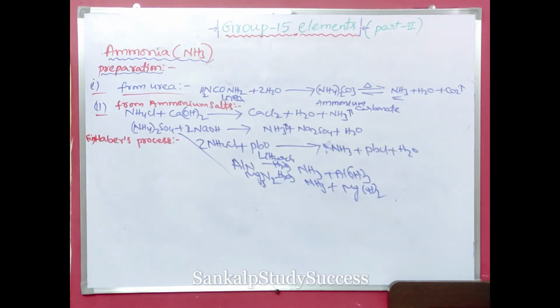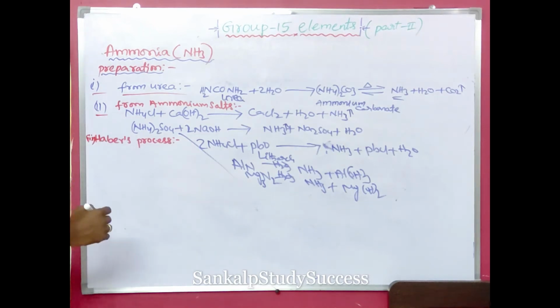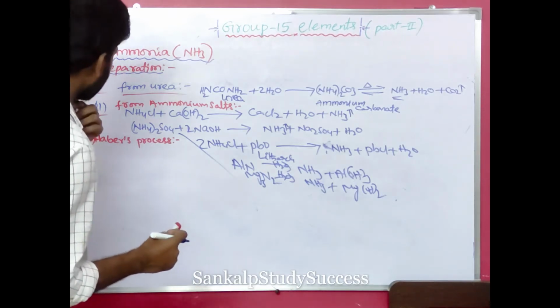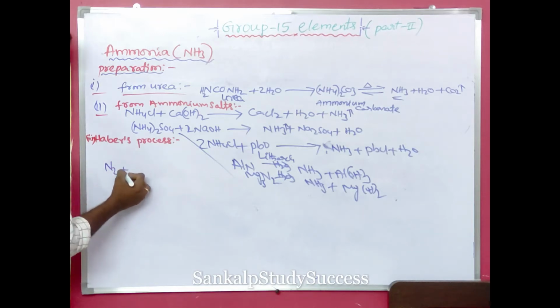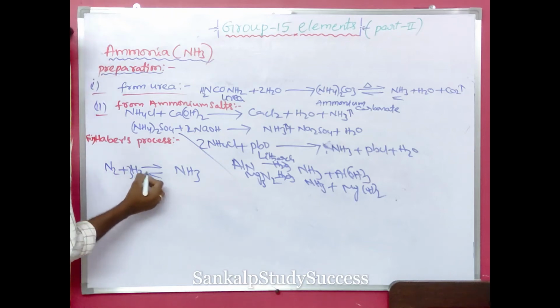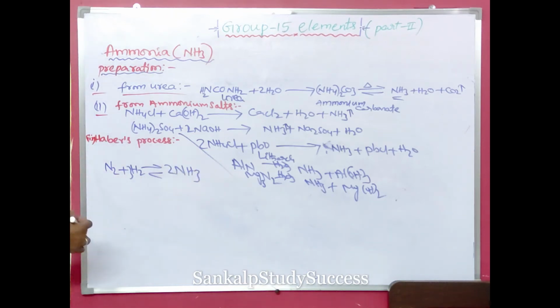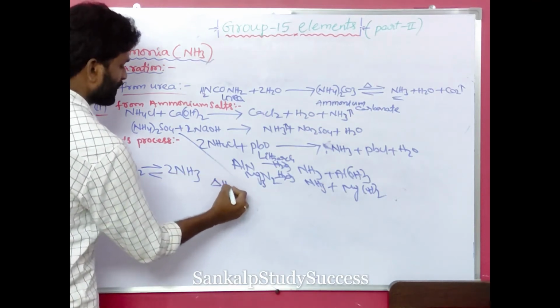Next I am going to explain the large scale preparation of ammonia in the Haber process. In this method, a large amount of ammonia can be prepared. In the Haber process, nitrogen is reacted with hydrogen to form ammonia. The reaction is N2 plus 3H2 reversible arrow 2NH3. It is an exothermic reaction.